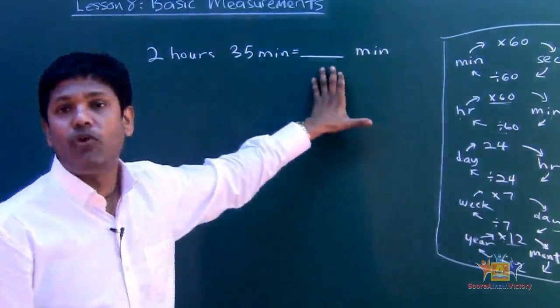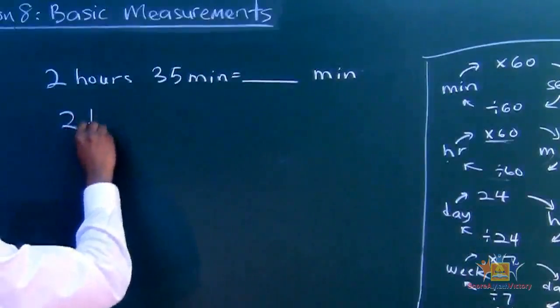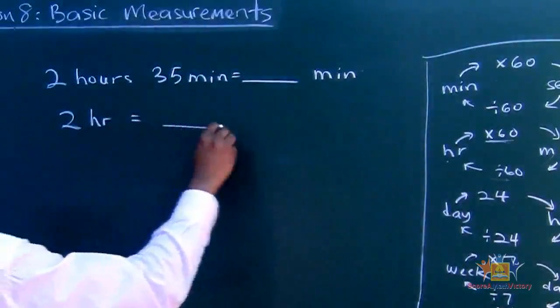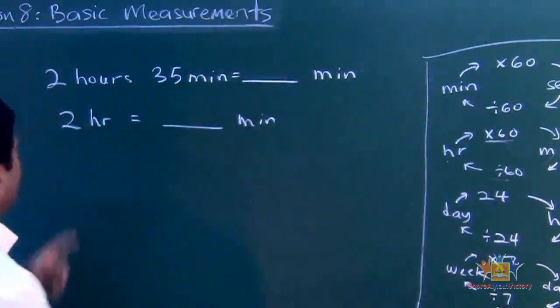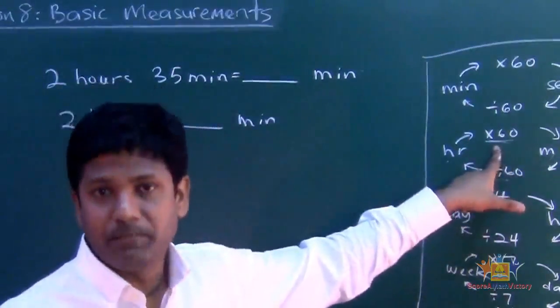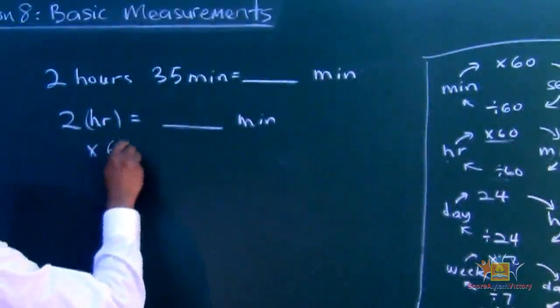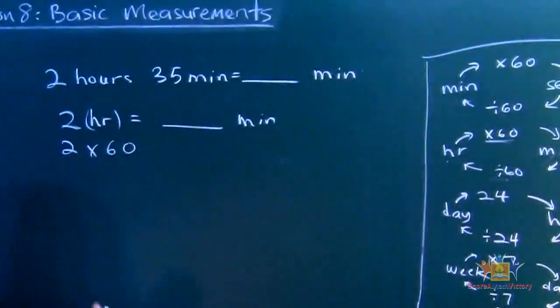That should give me the total minutes. See that? Let's do that. So we know that 2 hours equals how many minutes? We want to find that. And we're going from hours to minutes. Hours to minutes, what do we do? Multiply that by 60. Okay? So I'm going to substitute this, multiply that by 60. Now, 2 times 60 is what?